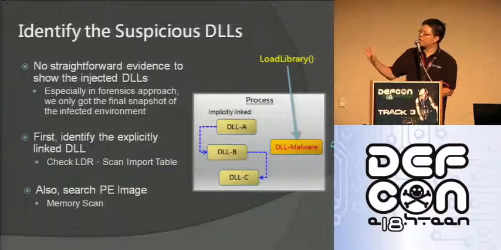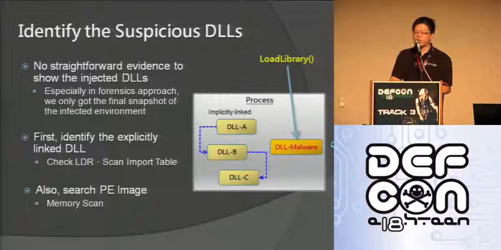So what you see on the graph, normally a process will involve a lot of DLLs where they are implicitly linked. But if there is a DLL that is explicitly linked, it's very likely that it's a suspicious DLL. And that is how we identify a suspicious DLL. So that's what we do: we check the LDR, and then we scan the import table to try to find the suspicious DLL.